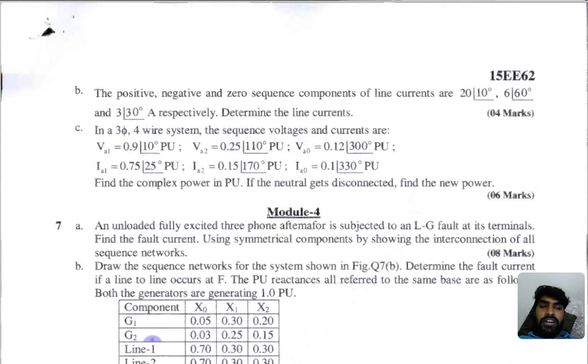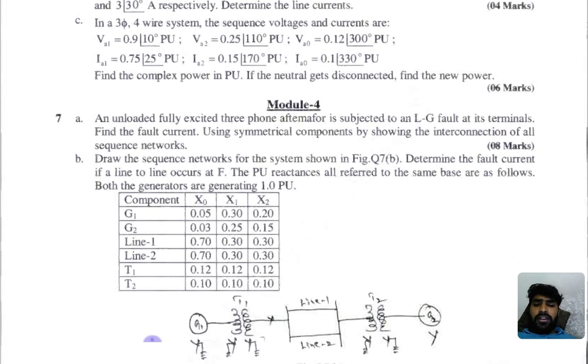They have given two or three currents. We need to calculate the line currents, right? So just use the formula by using the A operator. In a 3-phase 4-wire system, they have given everything. We need to calculate when the neutral gets disconnected, find the new power. New power we need to calculate, right?